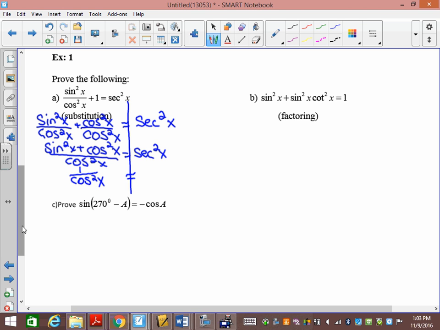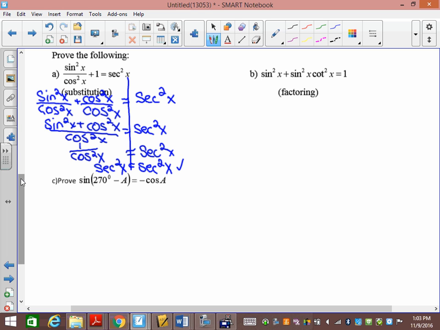equals secant squared x. So at this point, I could make them equal to each other. I could go 1 over cos squared x equals 1 over cos squared x, right? And they would be equal. Or I can make them both be secants. It doesn't matter. You just have to show that they're the exact same. Once I prove left side can equal right side somehow, I'm done. My proof is done. Sometimes there's more than one way to solve the proof too, so I'm just showing one way.